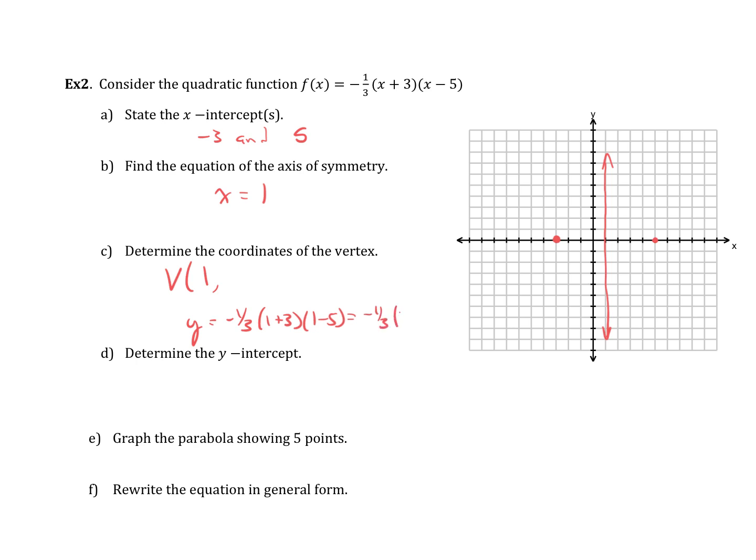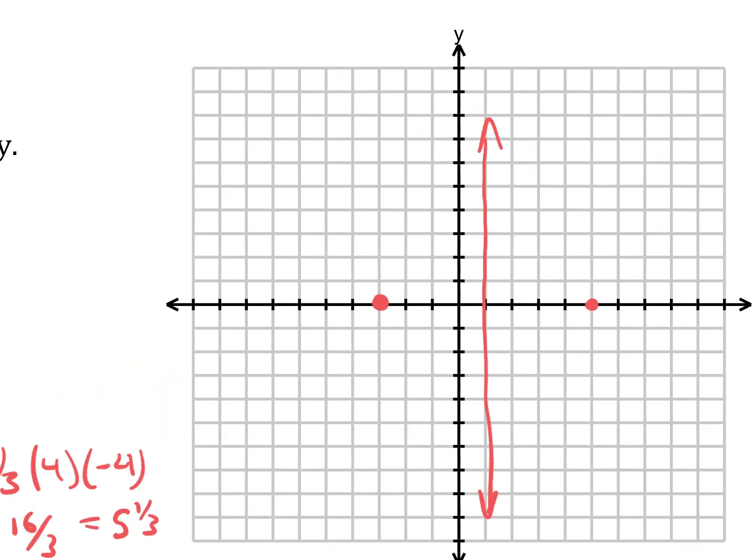1/3 times, what was this, 4 times -4, that's interesting, which is positive 16/3. Ugh, that's not very fun. Might be helpful to think, because I have to actually graph this, might be helpful to think of that as 5 1/3. And that's positive, yeah, okay. Oh yeah, this opens down because it's -1/3. So 5 1/3, 1, 2, 3, 4, 5 1/3's about there.